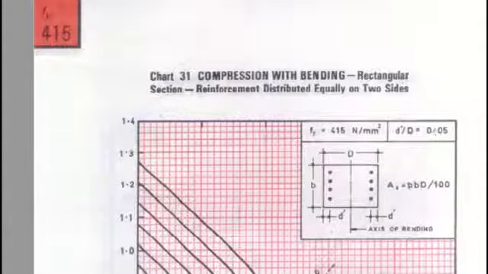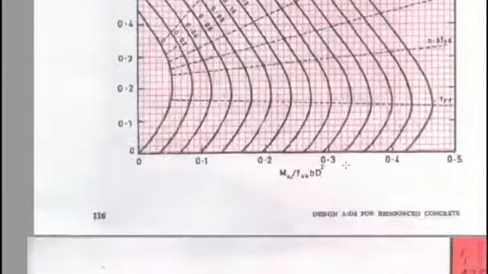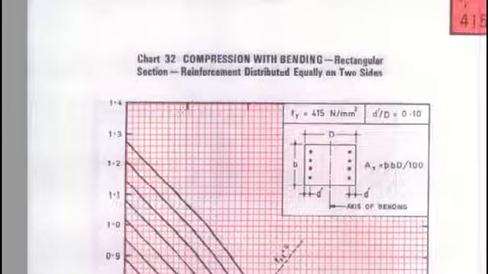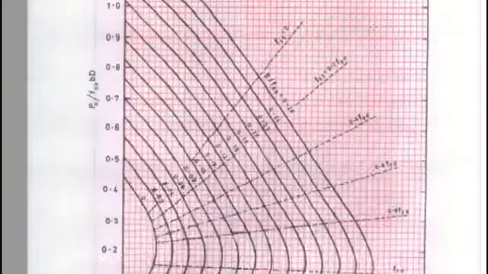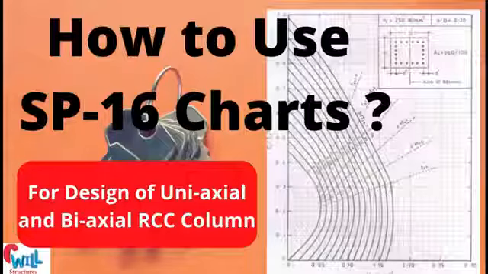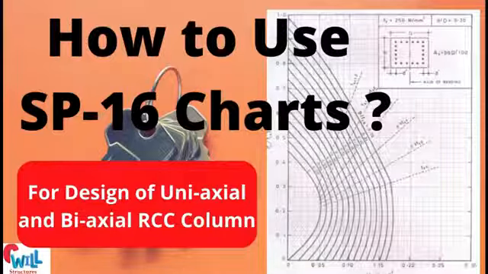Right? Here the d dash by d is 0.005. We are not going to use that, but on chart number 32, yes, we are going to use this because it is for FY 415, d dash by d 0.1, and it is for the reinforcement distributed equally on the two sides, correct? Now how to use these charts and how to determine the required values, you can watch my previous video. I will give the link as an I button here and you can also find the link in the description box.